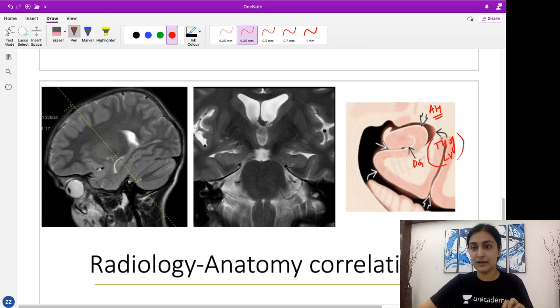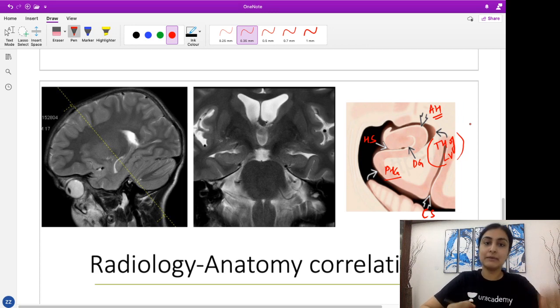With that background, this is the brief anatomy of this particular region. This sulcus right here is the hippocampal sulcus, and this is the parahippocampal gyrus. And this sulcus right here is the collateral sulcus. This is just a brief anatomy of this area. Now let's look at the imaging findings.